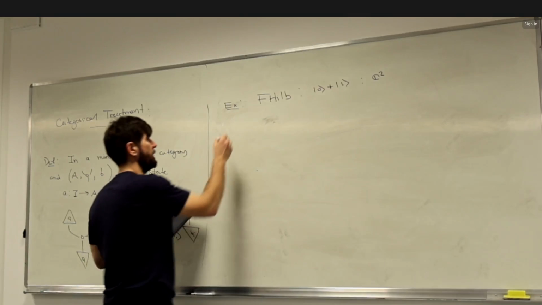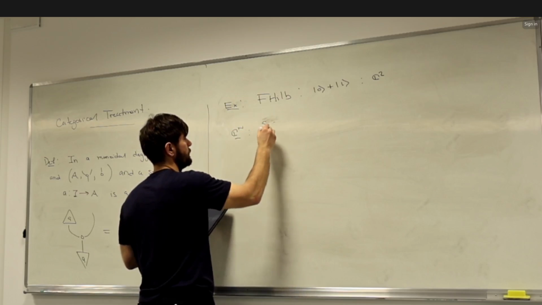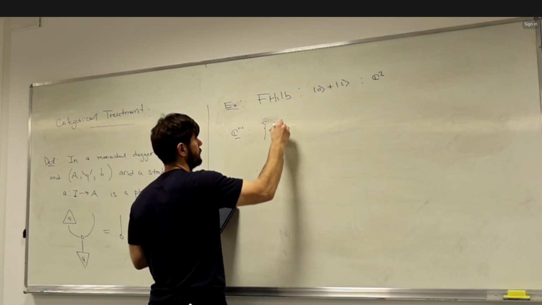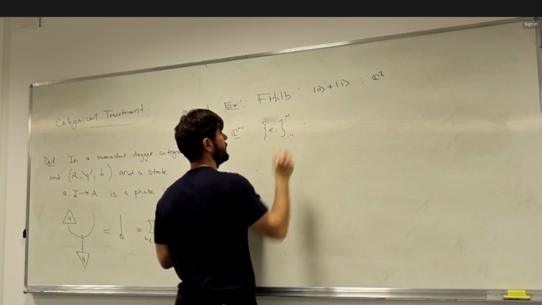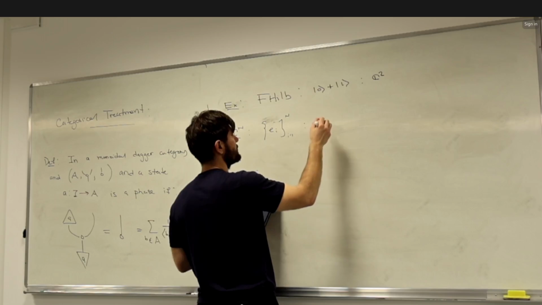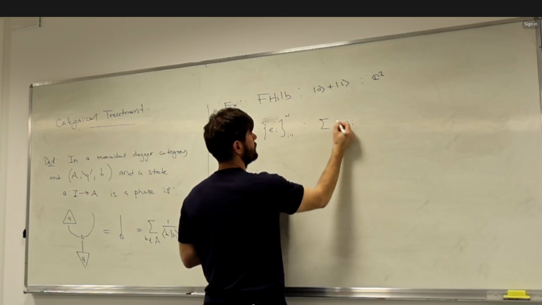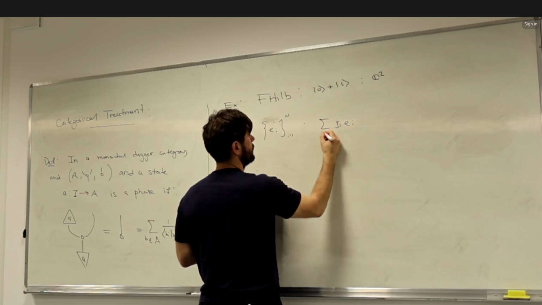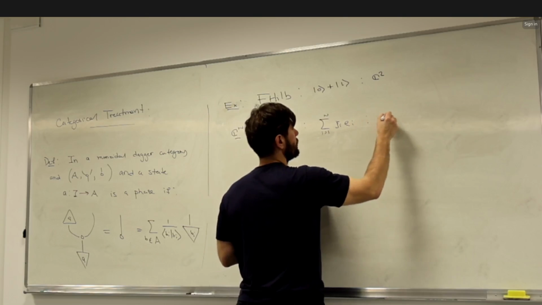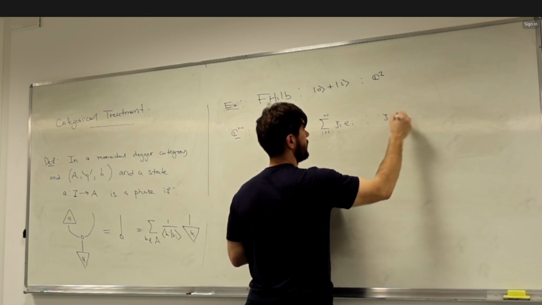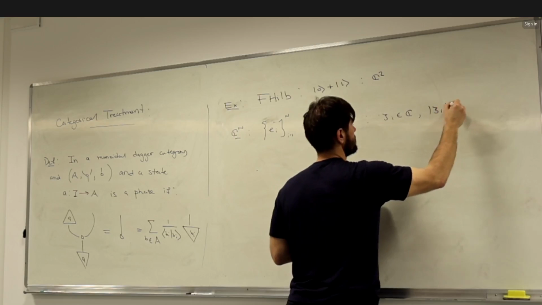And in general, if I'm talking about something like C^n, and I have a basis e_i for i equals 1 to n, then a phase will be some state that's of the form the sum of psi_i e_i, i equals 1 to n, where the psi_i's are complex numbers and their modulus is equal to 1.